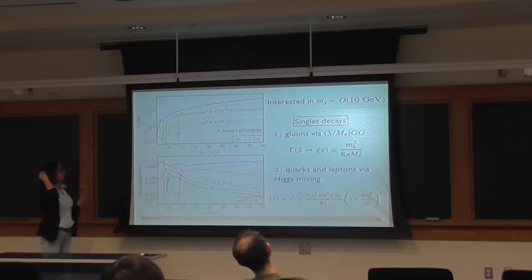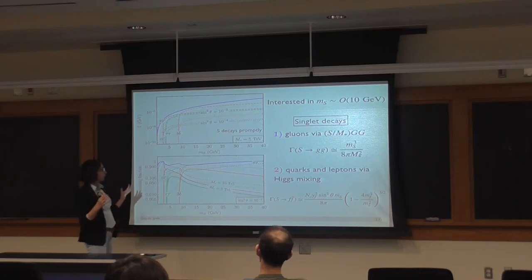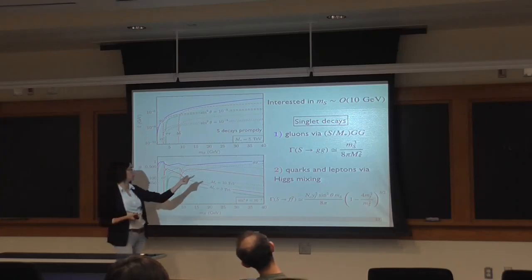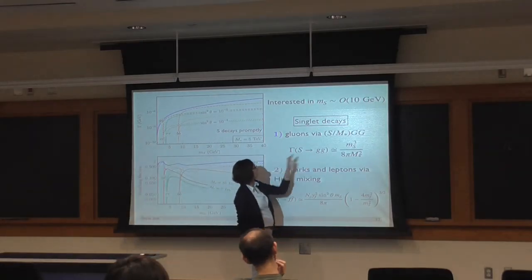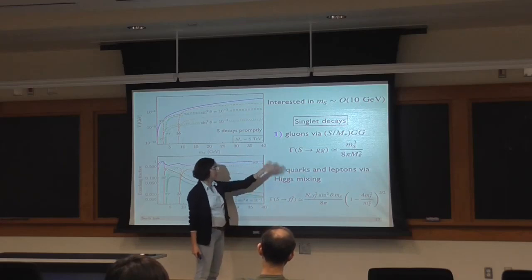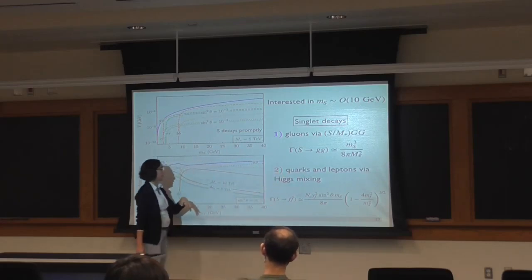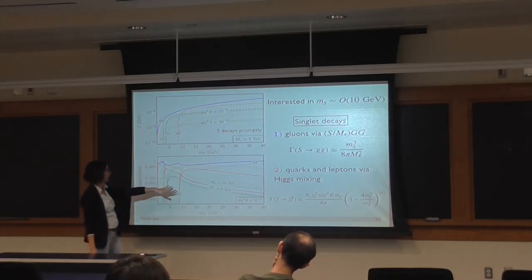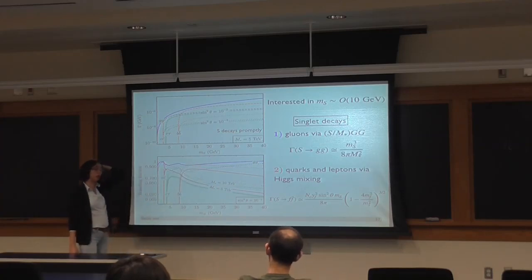The singlet field can be produced and decay through both its interactions with the Higgs and also with the gluon. So you have this SGG term, which means it can decay to gluons. It can also decay to quarks and leptons via mixing with the Higgs. For the values that we are interested in of M star and the mass, the gluon decays always dominate.